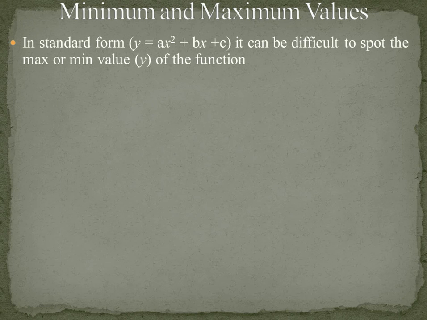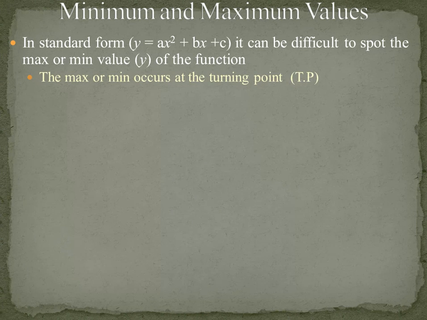In standard form for a quadratic, y equals ax squared plus bx plus c, it can be difficult to spot the maximum value of the function. What I mean by that, I put in brackets y: the maximum value is the y value of the function, whatever y value of the function is considered the max or min. So we're going to go looking for that.